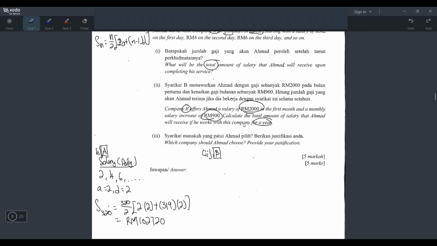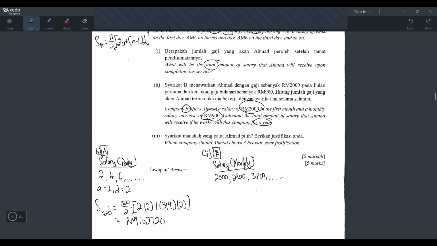For company B, the salary is 2,000 ringgit in the first month. The next following month, it will be increased by 900. So you'll get 2,900. And then the next one will be 3,800 lah. So you don't have to write so many terms, just 3 terms is enough. This progression is also for salary, but this time is monthly. So it's not the same as just now. Just now for company A, you calculate it by taking daily, right? So this one is monthly, right?